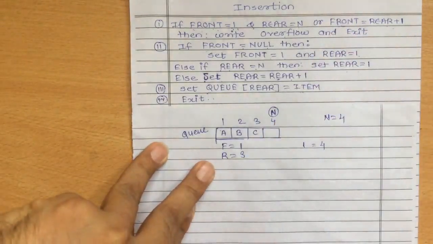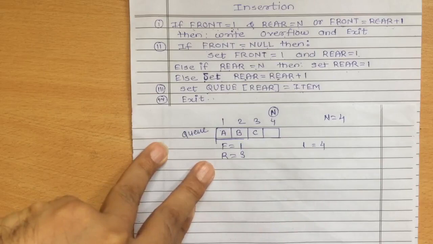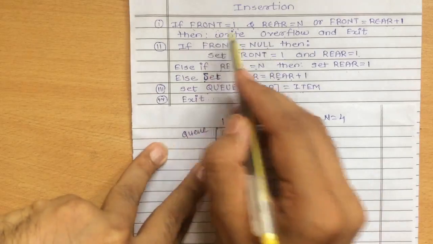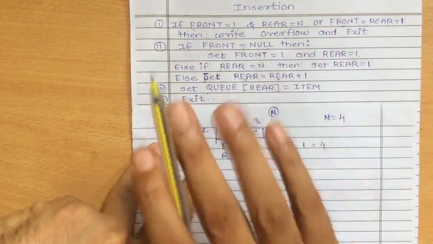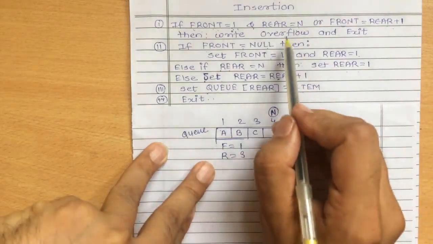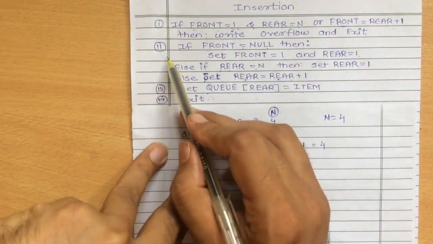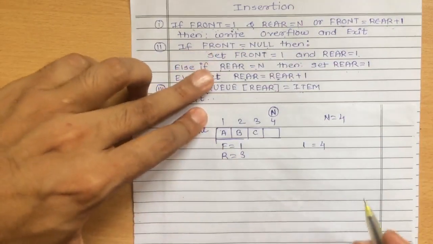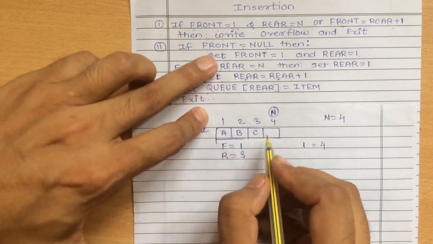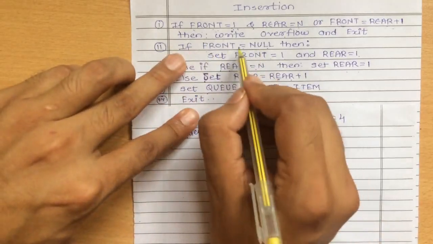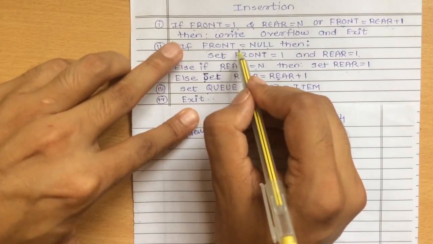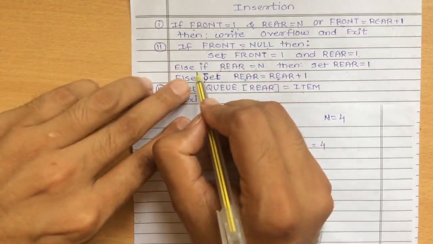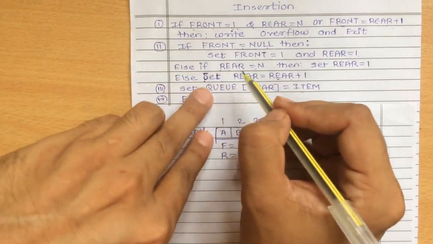It means that there is space available in Q to insert an element. Both conditions are not satisfied. This means our Q is not full. So instead of going for the overflow condition, we'll go to the second step. In the second step, we'll check if front is equal to null. Whether front is null? No. Front is not null. So if this condition is not true, then we'll go for else. So in else we have another condition.